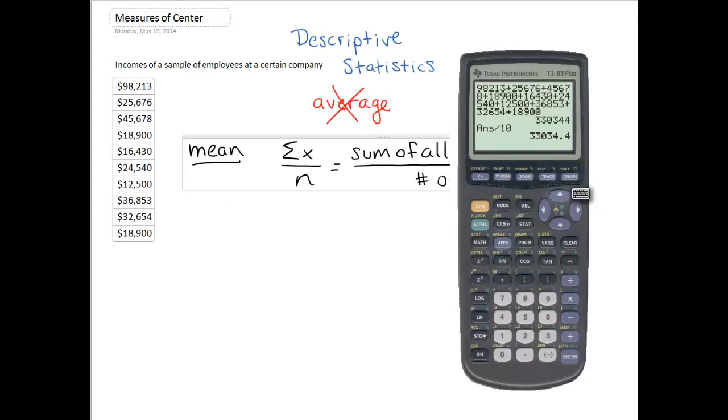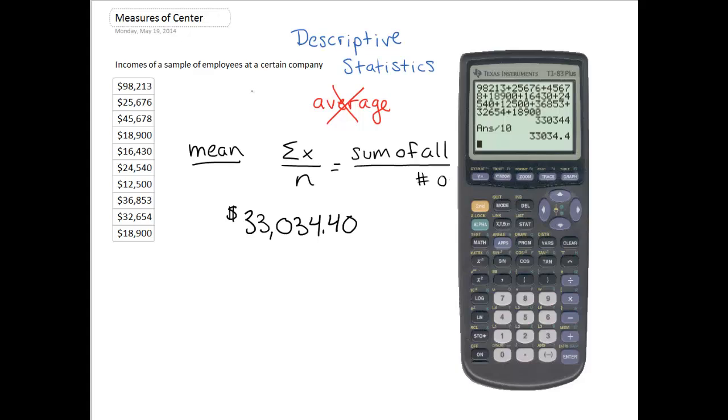So our mean in this case is $33,034.40. So in layman's terms, we would say that this is the average salary of an employee, but this would be the mean of our salary data.